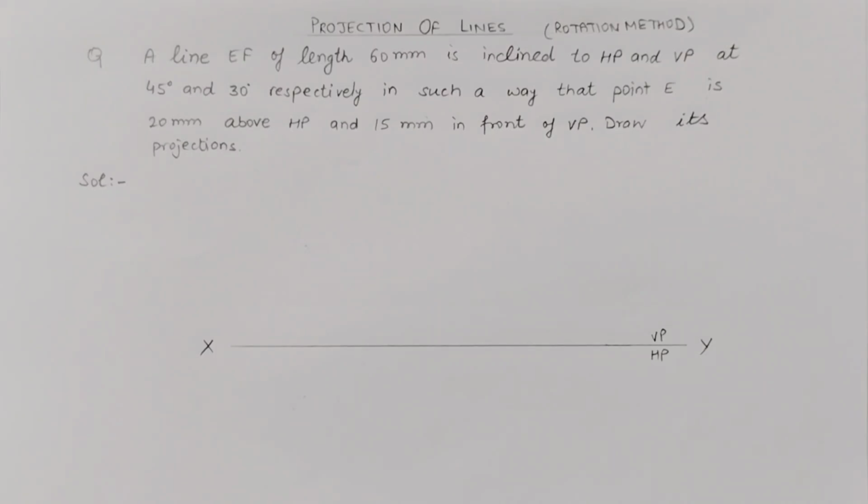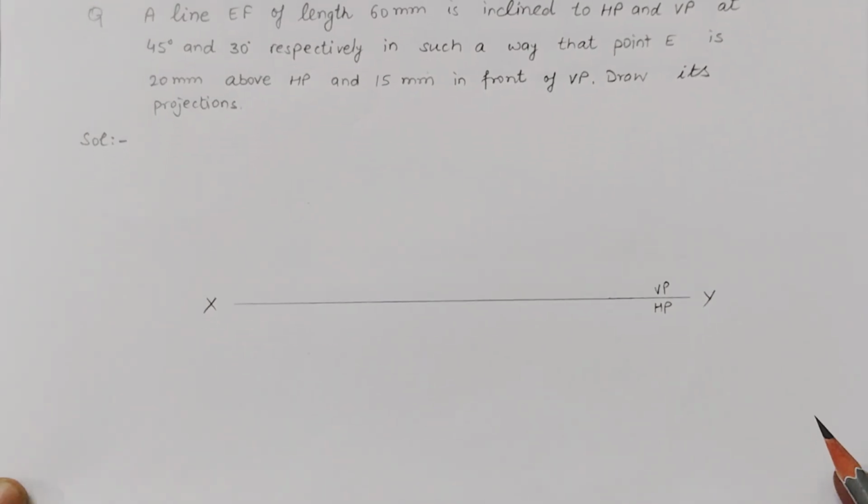Today I will discuss with you projection of line. In this case, line is inclined to both the planes. Angle of inclination is given. We have to draw projections. So we will use rotation method to draw projections. Let us start with the numericals.